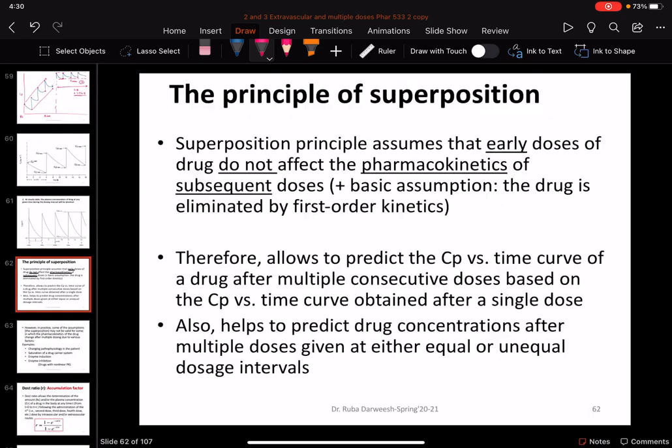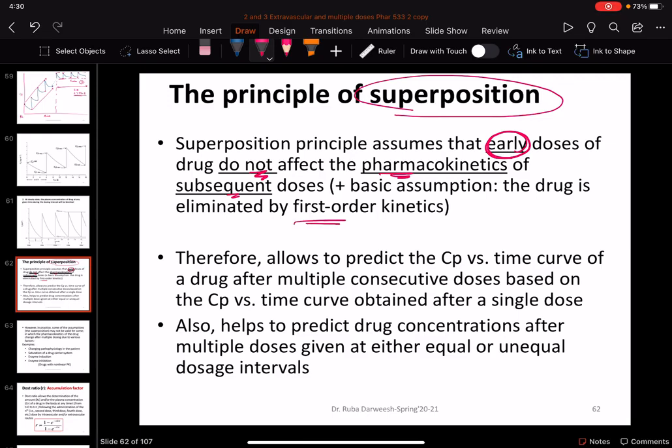We have a principle that is called the superposition principle or the overlaying principle, in which the early doses' kinetic is not affected by the pharmacokinetic of the subsequent doses, with our assumption that we are still talking about first order kinetic.